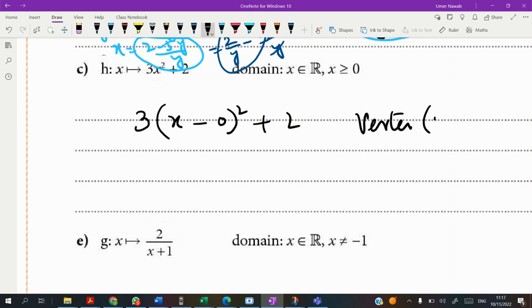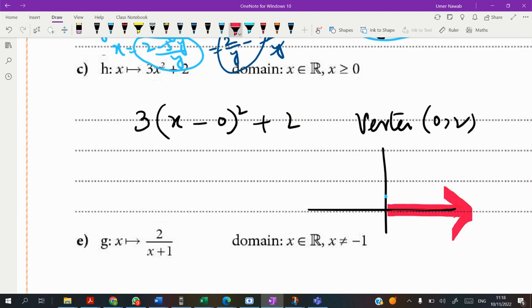So the vertex is (0, 2). If I want to draw the graph, here is 0, 2. So this is the vertex. The vertex is done, and the face is upward, so the graph will be like this. Now, what is the domain given? The domain is x greater than or equal to 0. This is your domain. It means I'm going to draw only this part of the graph.